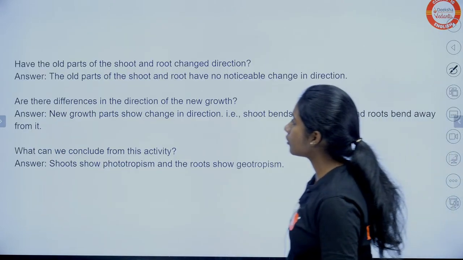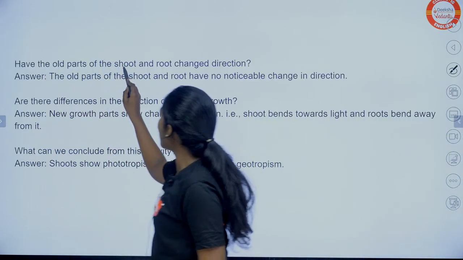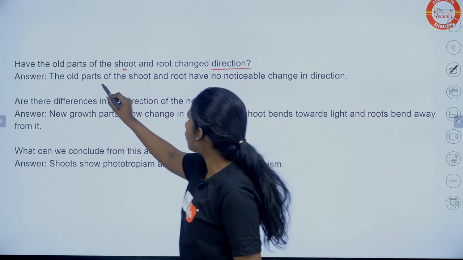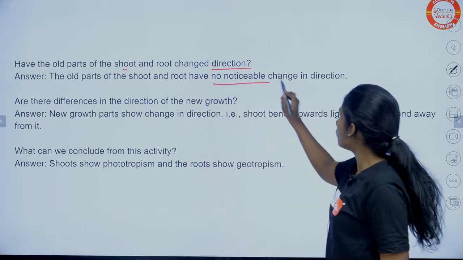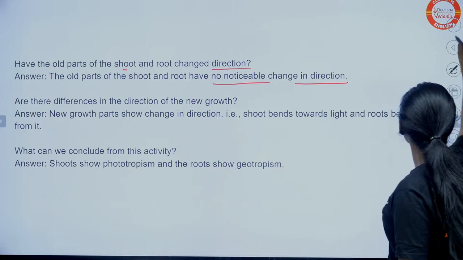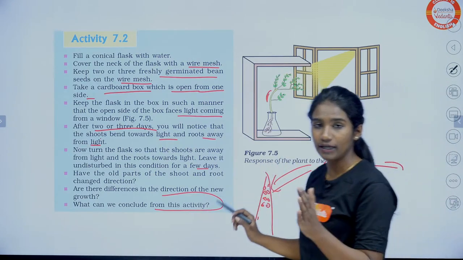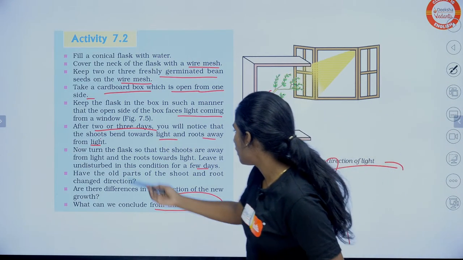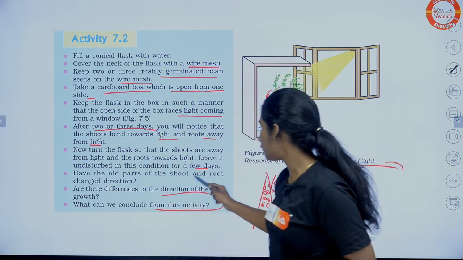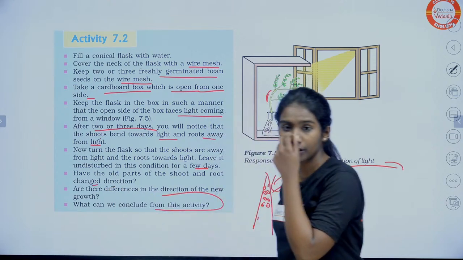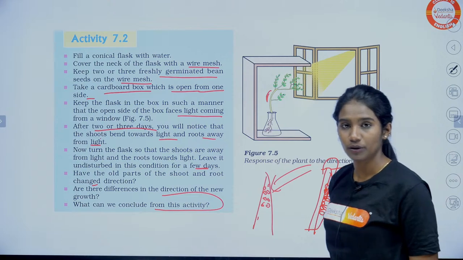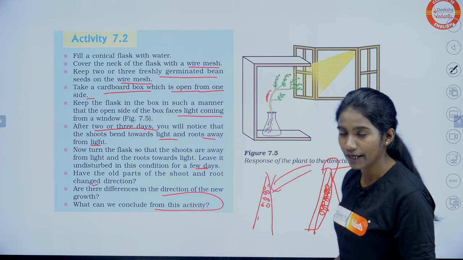See, that was the question, no? How have the old part of the shoot and root changed the direction? The old part of the shoot and root have no noticeable change in direction, it says. But then, when it is kept in light, in case they ask, what was the question? When you turn and leave it for a few days, have the old part of the shoot and root changed the direction? They won't change the direction. Instead, it will be towards sunlight only.